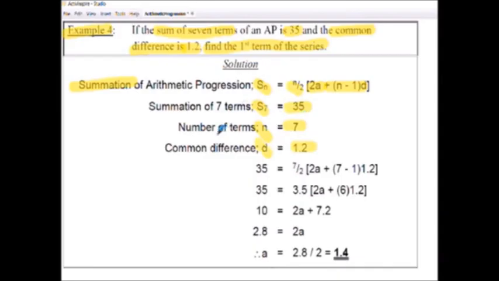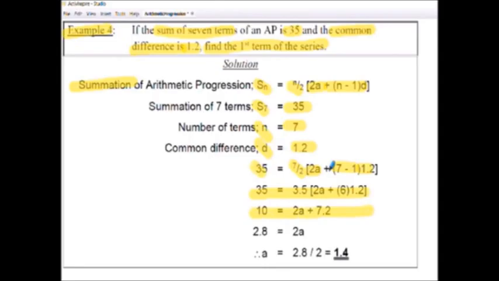So on the left hand side my summation is 35, my n divided by 2 is 7 divided by 2, 2 times A, I'm looking for A so I don't know A at the moment, and little n is 7, so 7 take away 1 in the bracket, times by the common difference 1.2. Just simplifying that equation, doing some number work in the next line, and the same with the next line, simplifying the numbers here, I get 10 is equal to 2A plus 7.2.